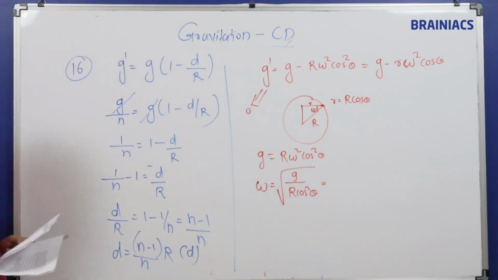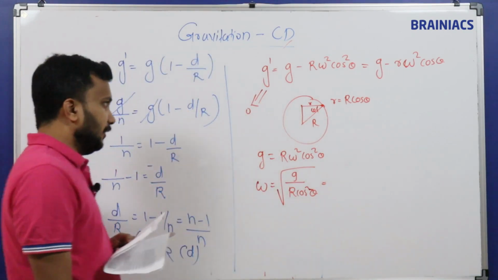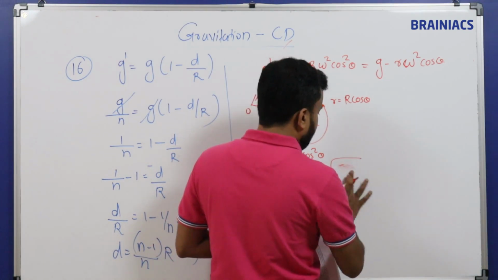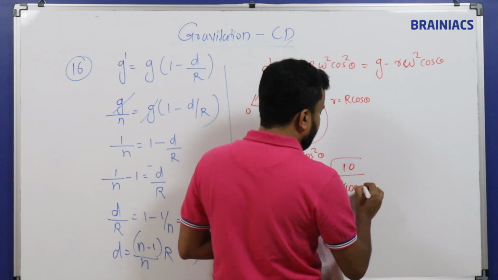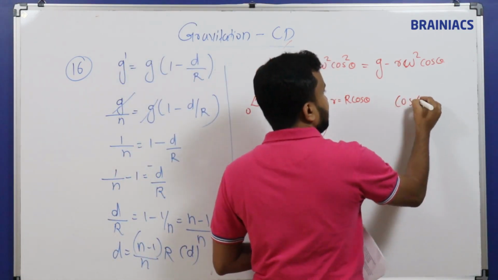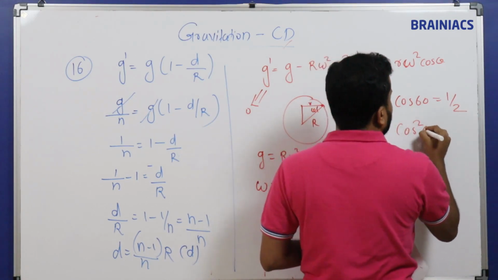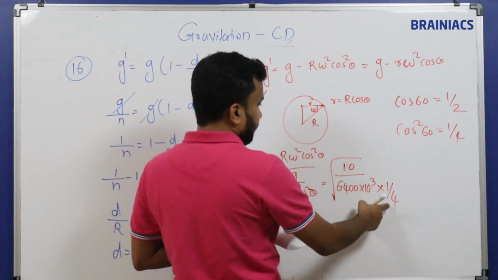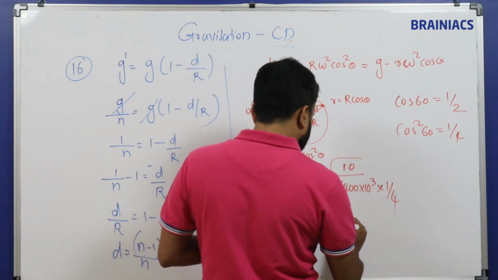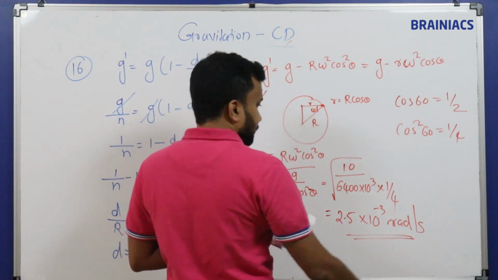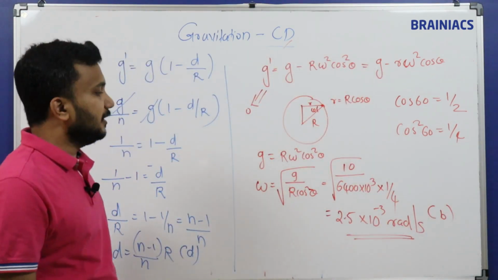Now we will substitute the values. The theta value, the latitude angle, is given as 60 degree, and the acceleration due to gravity we can substitute as 9.8, which is approximately 10. R is 6400 kilometers, that is 6400 into 10 power 3, the radius of earth. For cos square theta, we know cos 60 is 1 by 2, so cos square 60 becomes 1 by 4. Once we solve this, we get 2.5 into 10 power minus 3 radians per second. So this is option B.